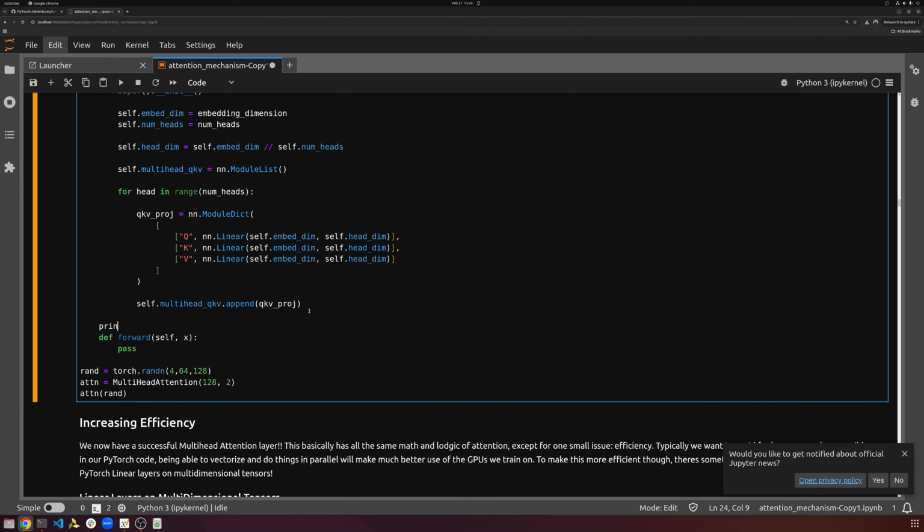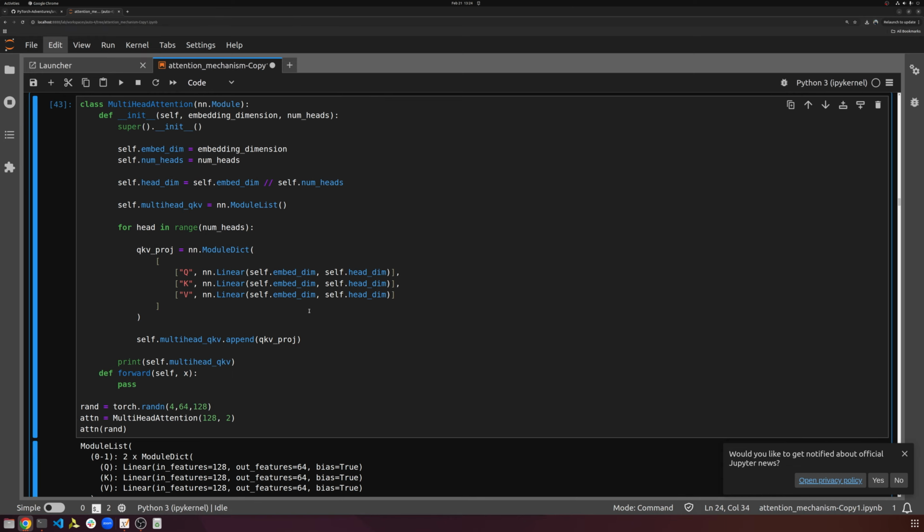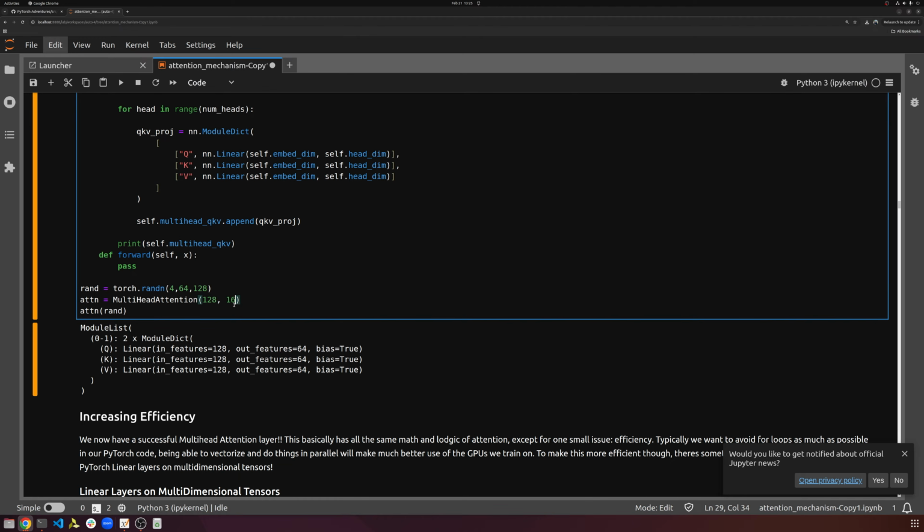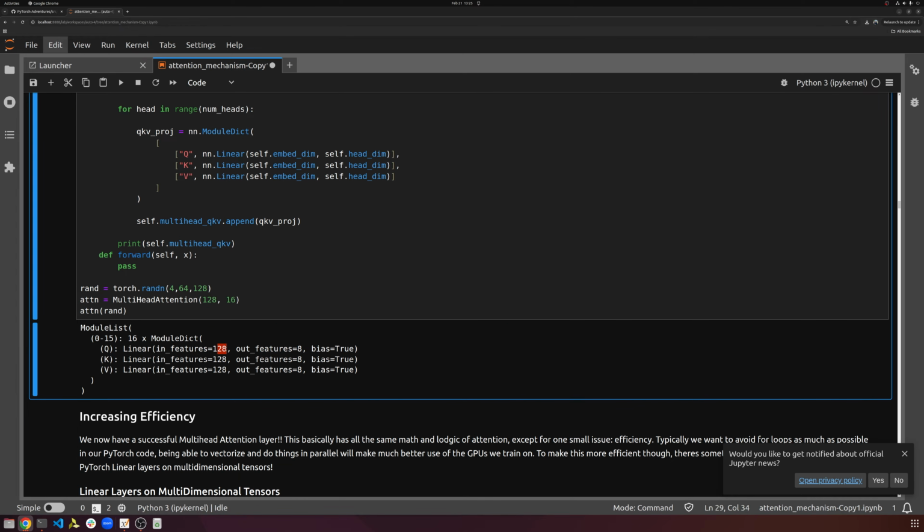And so we can print it out, right? Print self.multiheadQKV. And we'll see that we have 2 module dicts, and each module dict has a 128 input, 64 output. If I decide to make my number of heads 16, then I have 128 input, and then 128 divided by 16 will give me 8 output. And notice I have 16 of them, because I have 16 heads of attention. So there we go. There's our setup, all the QKV matrices that we need.